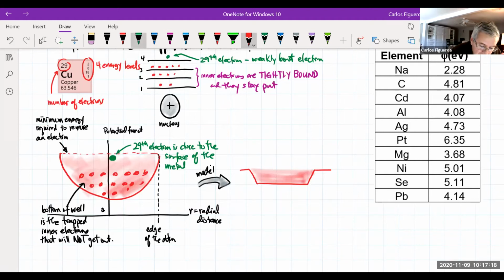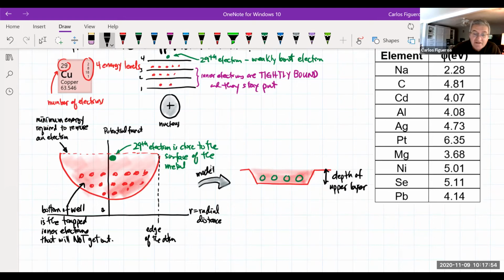And what you find here is that now, if I'm talking about a copper metal, then there are numerous weakly bound electrons at the surface here. And so what you're seeing here is that this represents the depth of the well. Okay, it's the depth of this well here.